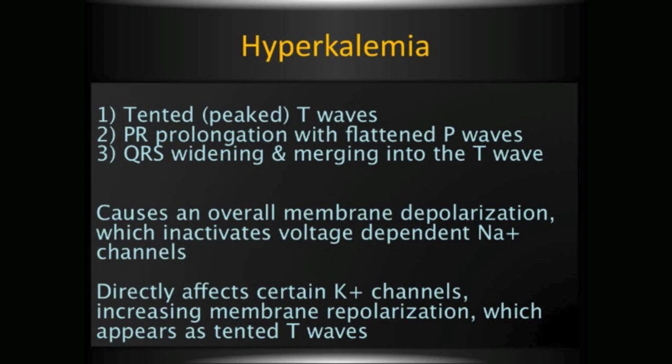Elevated potassium directly increases activity within certain potassium channels, increasing membrane repolarization, and this appears as tented T waves on the electrocardiogram. So elevated potassium has both a direct and indirect effect. The direct effect causes increased membrane repolarization, which manifests as tented T waves.